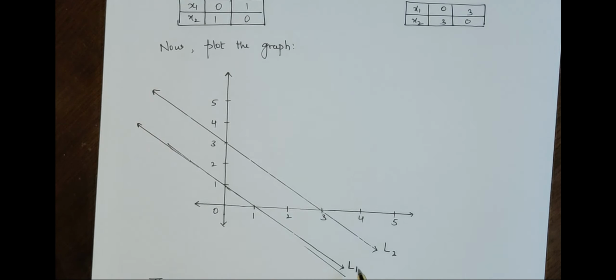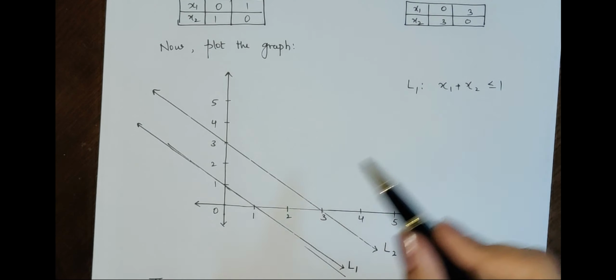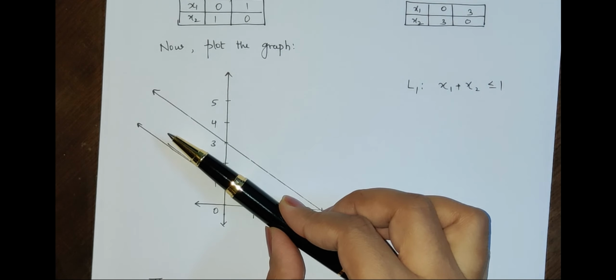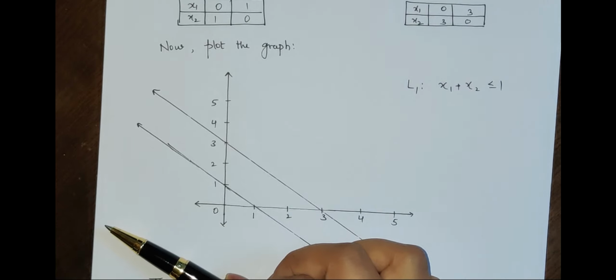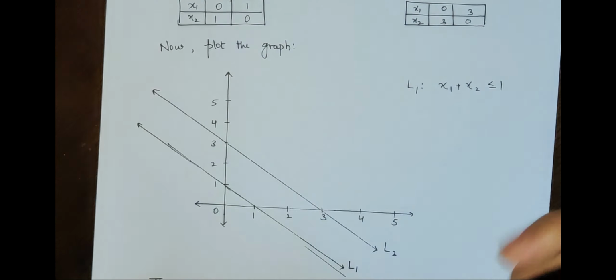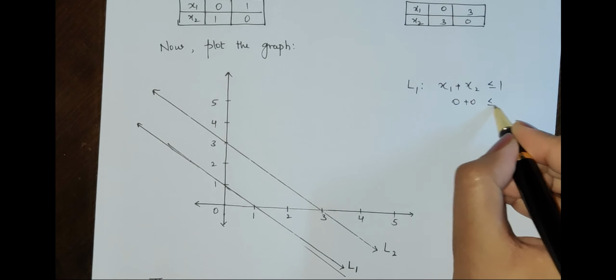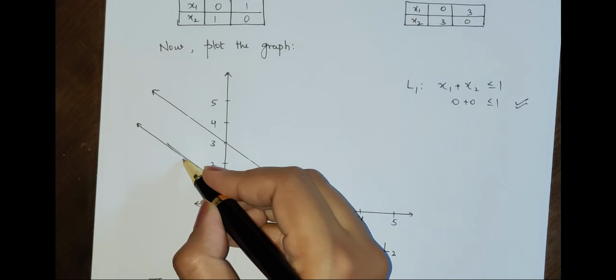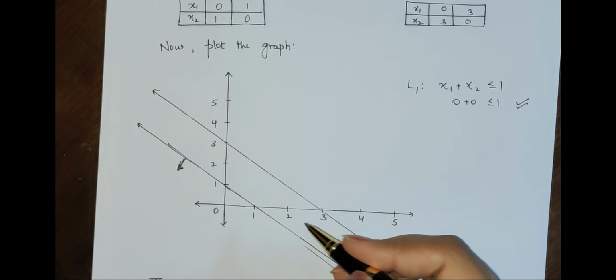Now let us look at line number 2. What was my line L1? It was x1 plus x2 less than or equal to 1. So this is my line L1. I have to look for a favorable point in the region below the line and above the line. The easiest one is the origin. So let us put in the origin: 0 plus 0 is less than 1, which is true. So the feasible region for line L1 is below the line.